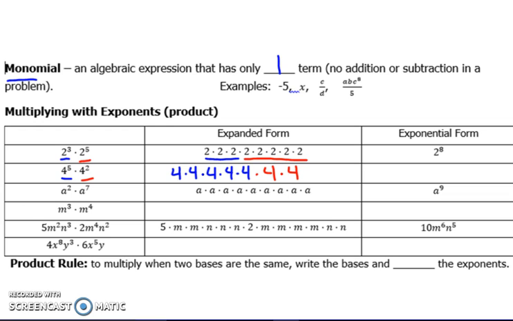So now if I count, there are 7 in total. So that's going to be my exponent. Well, they're all a 4. So my base of my exponent is going to be a 4. So my answer would be 4 to the 7th power.